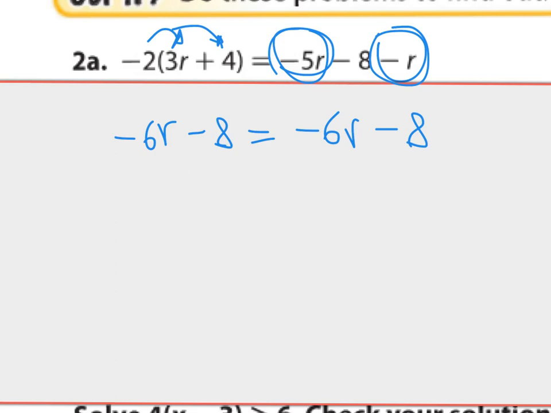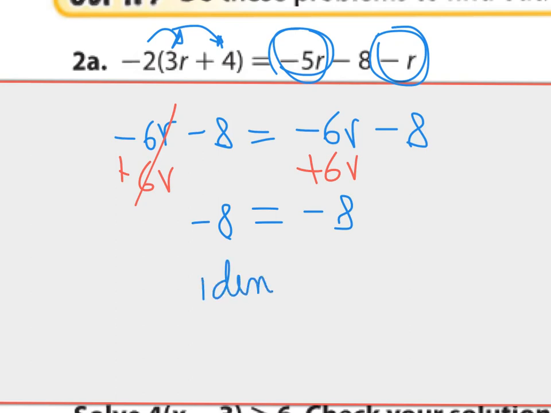If we try to remove one of the 6r's by using addition property of equality, the r's are gone and I'm left with negative 8 equals negative 8. And that's always true. So this one is identity.